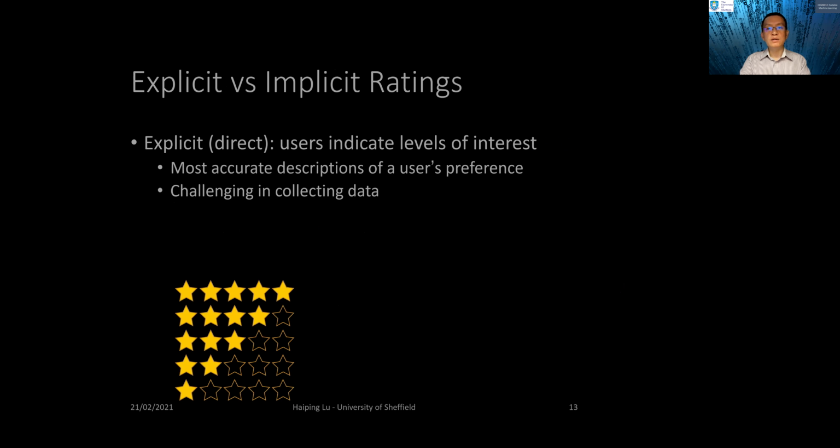And in terms of ratings, the most important data, there are also 2 categories. The first category is called explicit ratings, right? They are the direct indication of a user's interest in the items. They are the most accurate descriptions of users' preferences, but they are challenging to collect. For example, typically what we use are 5 scale ratings, so 5 star ratings.